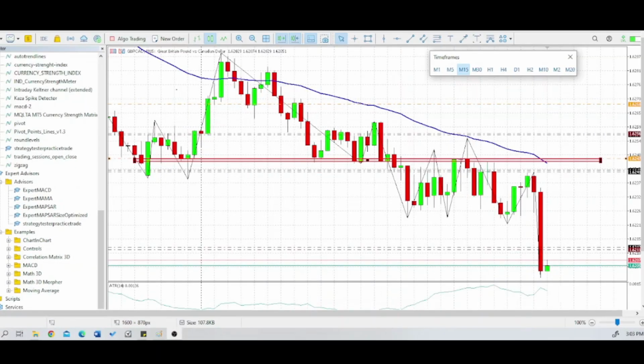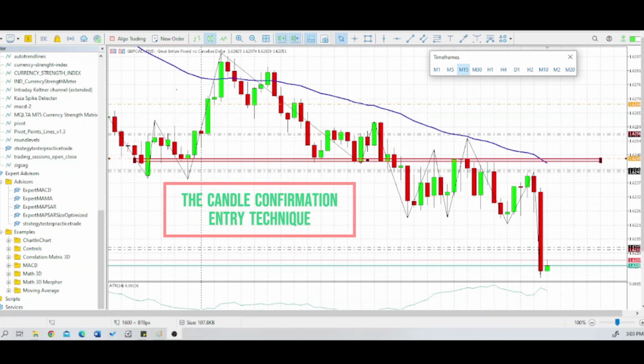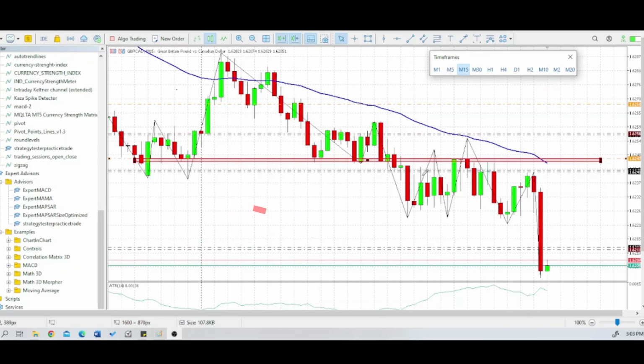The next entry technique is the candle confirmation technique. With the candle confirmation entry technique, you have to wait for a candle formation, like the bearish engulfing pattern or bullish engulfing pattern. Some candle formation to tell you that the market is actually reversing at that particular moment. So let's see on this same chart. If you are going ambush, where will you go? You just put our sell limit here, right? So the market will just enter, trigger our sell limit, and we are down, right?